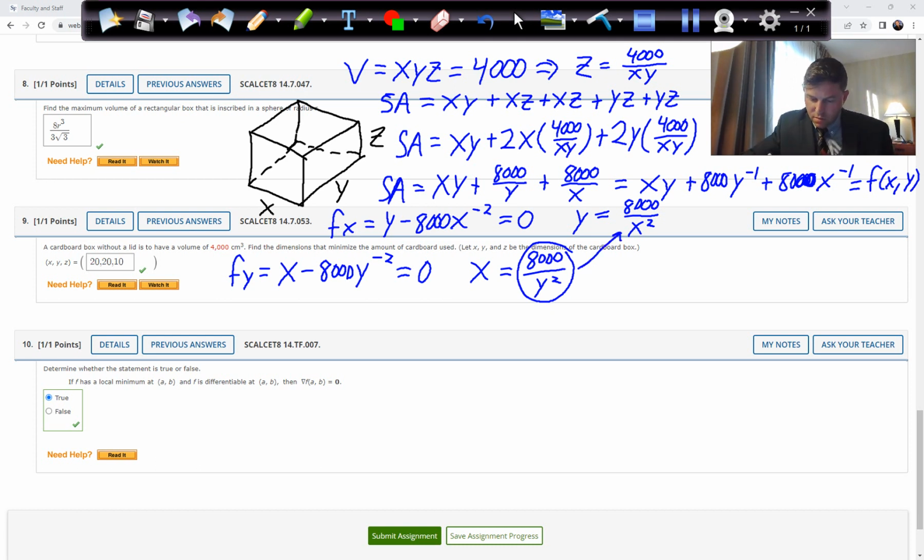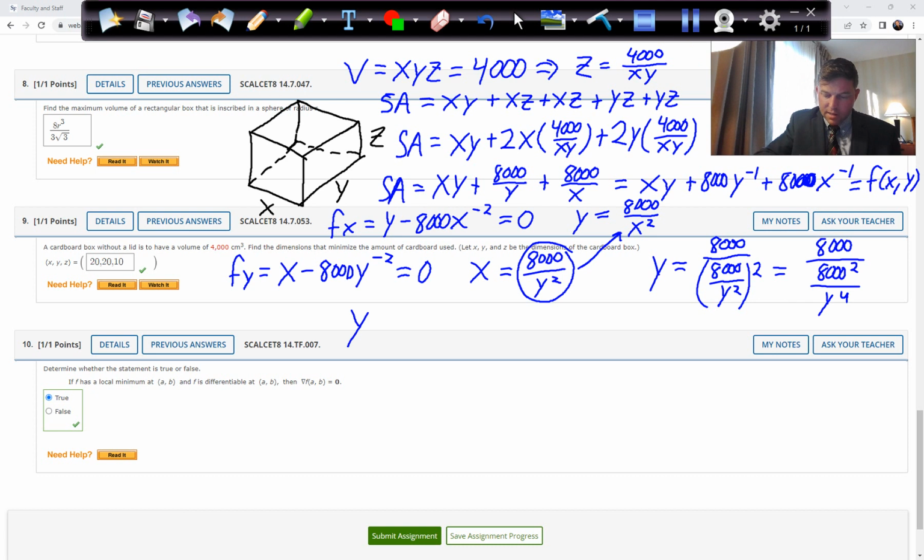So we're going to get y is equal to 8,000 divided by (8,000 divided by y squared) squared. And this is going to equal 8,000 over, I'm going to write it as 8,000 squared, let's not actually do that out, over y to the 4th. Okay. Now we're going to subtract that over. Actually, let's write it like this. This is going to be 8,000 over 1 times, flip that fraction, so it's going to be y to the 4th over 8,000 squared, and that has to equal 0.